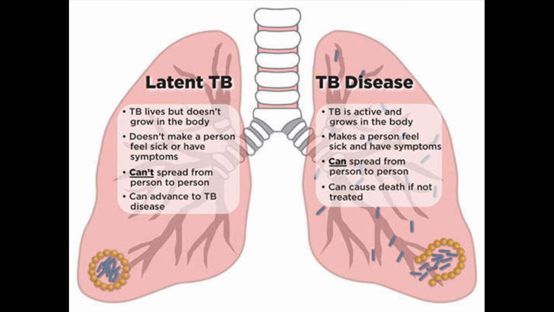So with active TB, the bacteria is growing in the body, and the person becomes sick, they have symptoms, and now it's communicable. So they can sneeze or cough on someone else, and it can be spread throughout the community, and for that individual, it can cause death.